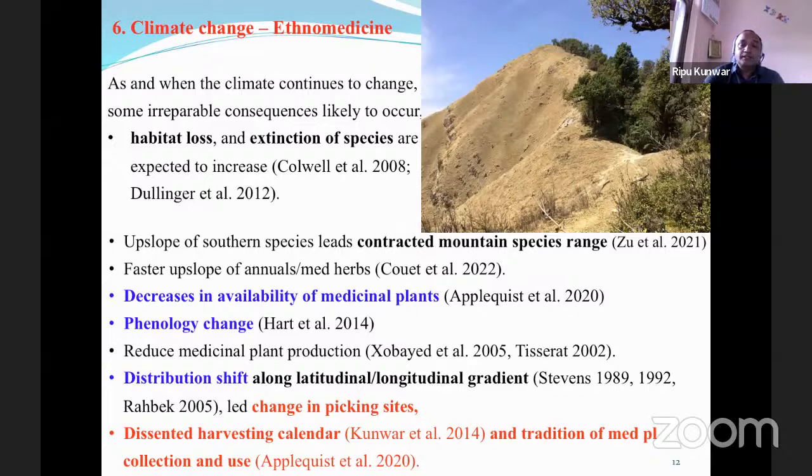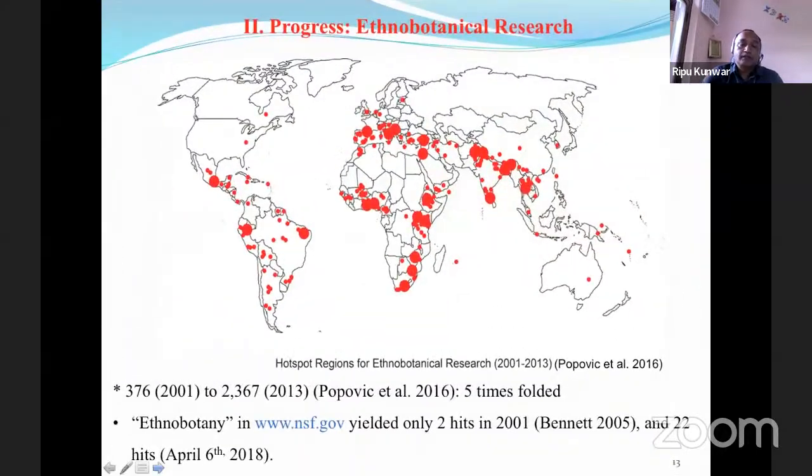lead to a changed harvesting calendar and an alteration of traditional medicinal plant collection and use. So all these things, because of the climate change, have some influence on ethnobotany or ethnomedicine. In the second part, I will present the progress.